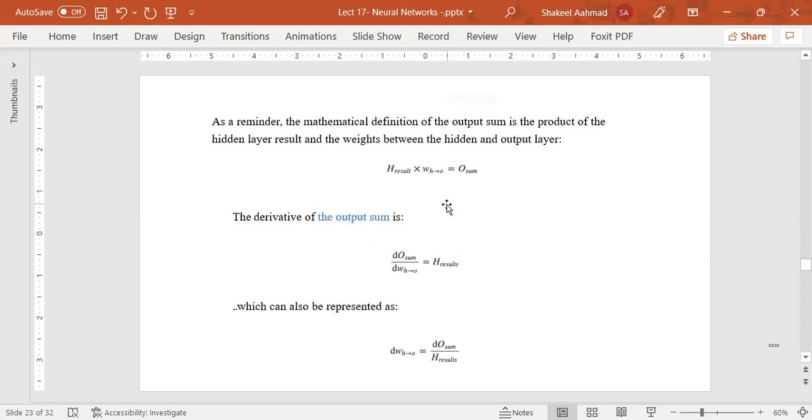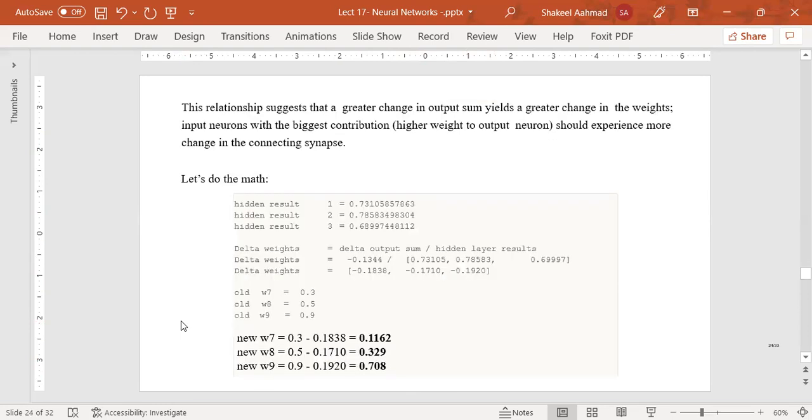The derivative of the output sum with respect to the weights from hidden to output layer is equal to the hidden results, which can also be represented as the derivative of the weights is equal to the derivative of output sum divided by hidden results. This relationship suggests that a greater change in output sum yields a greater change in the weights. Input neurons with the biggest contribution, higher weights to the output neuron, should experience more change in the connecting synapse.